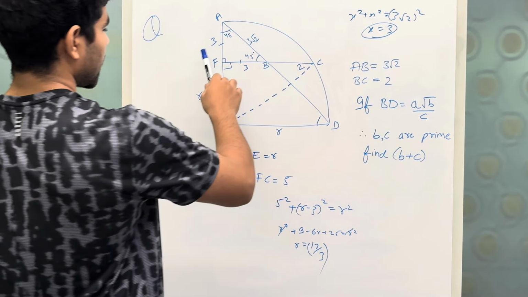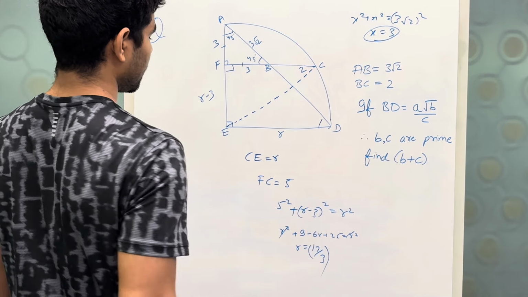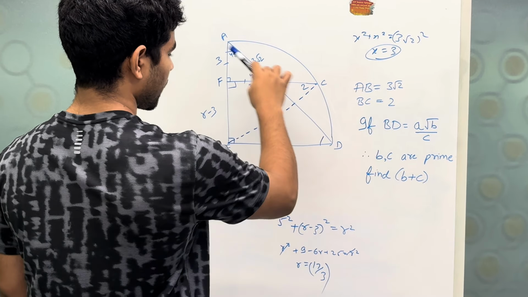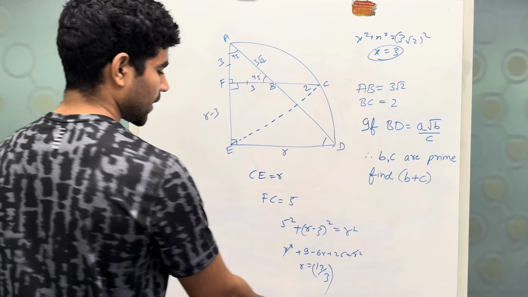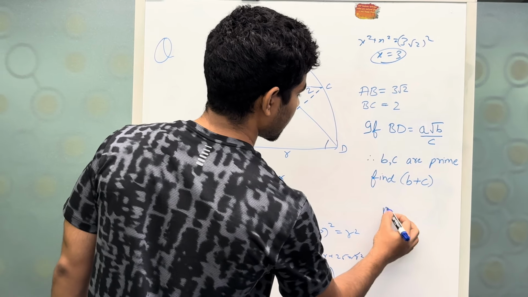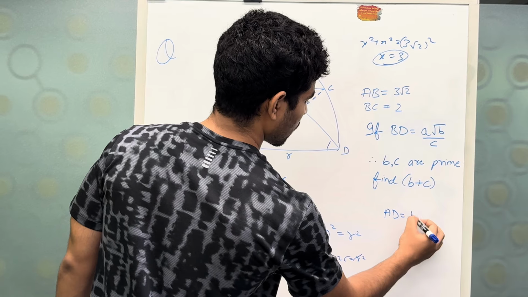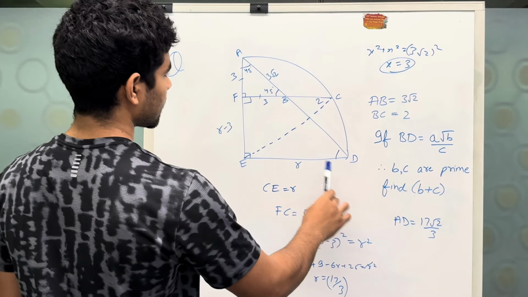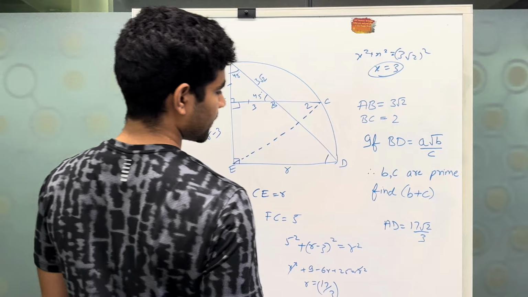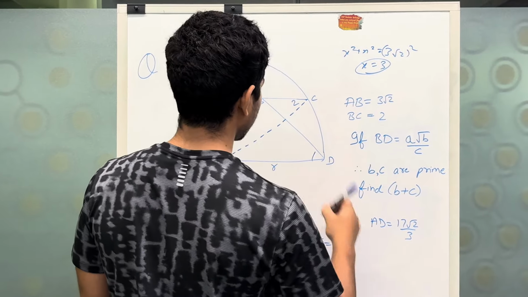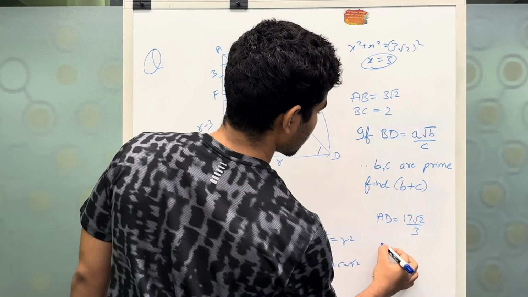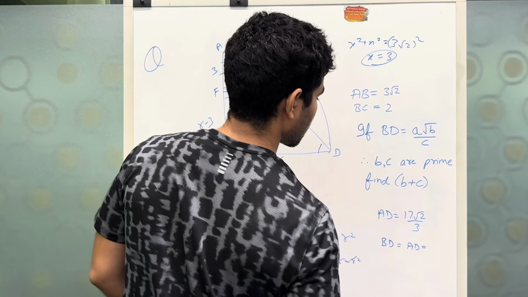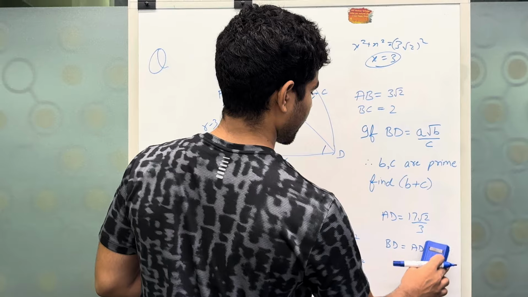Now we can find the length of AD, which will be r square plus r square is equal to AD square. So AD will be r root 2. We know that r is equal to 17 upon 3. So AD length will be r root 2, which is 17 root 2 by 3. Now AD is AB plus BD, and we know that AB equal to 3 root 2. So BD will be AD minus AB.